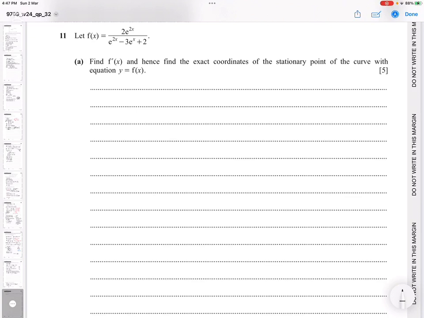to differentiate this equation. The quotient rule is f'(x) equals, if I say u is the numerator and v is the denominator, v as it is times the derivative of u, minus u as it is times the derivative of v, whole over v squared. So let's do the differentiation.